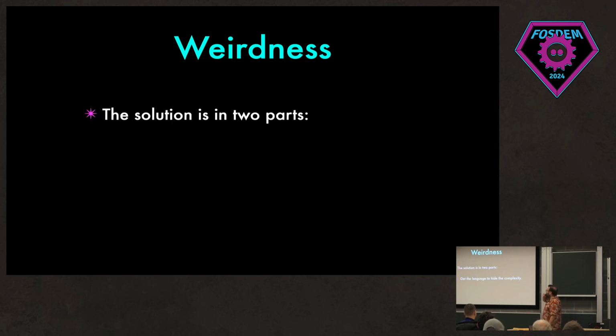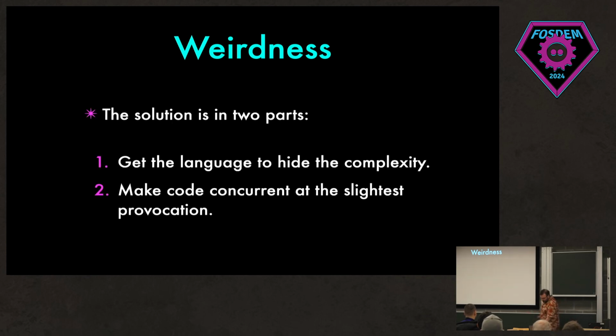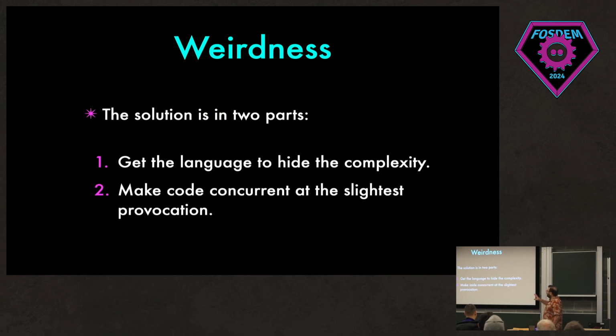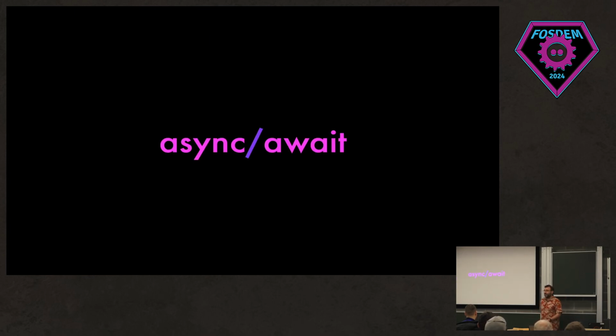Don't do that. What you want to do is get the language to hide that complexity for you. The language is like, don't worry. You write the code you want to write, and I'm going to make it work. And then you make the code concurrent at the slightest provocation. You're like, oh, this might be able to block. Concurrent, that's what you do. And you can do that now because of Async Await. And that's what I'm going to talk about for a little while. And I promise I'm going to talk about the chatbot.